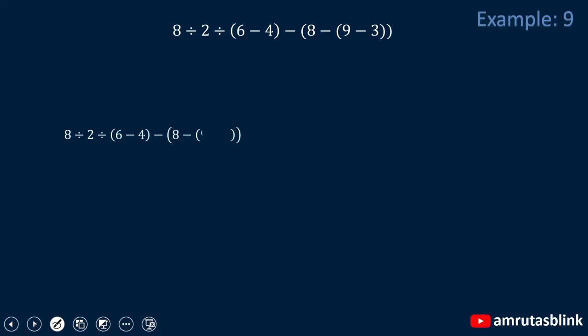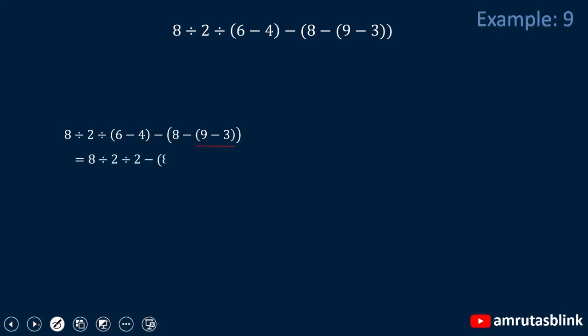We'll move to the second last problem of the video, that is example number 9. 8 ÷ 2 ÷ (6 − 4) − (8 − (9 − 3)), bracket complete, bracket complete. Now here multiple brackets are used, so we need to carefully simplify the brackets first. Now first thing is we need to simplify the innermost bracket.